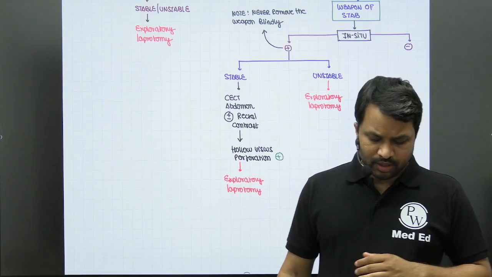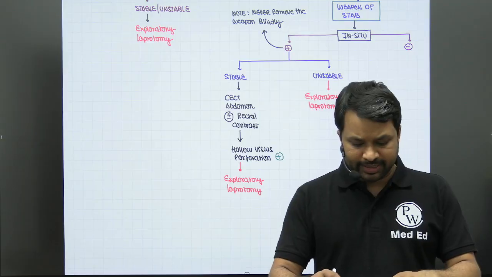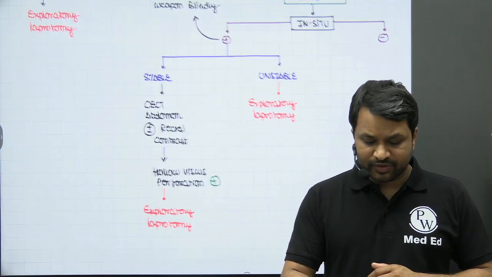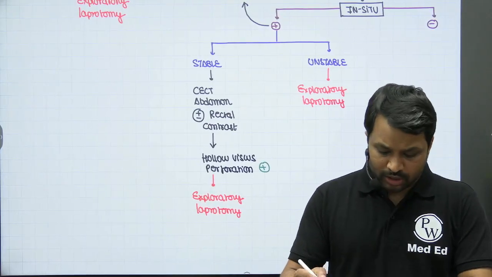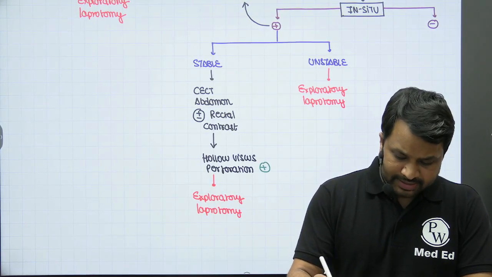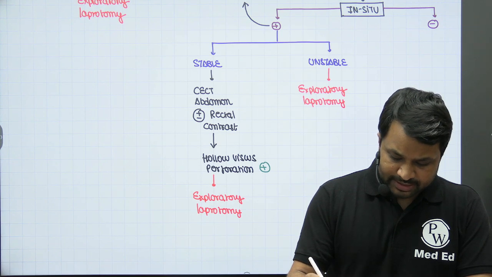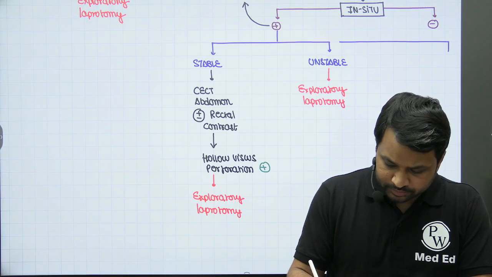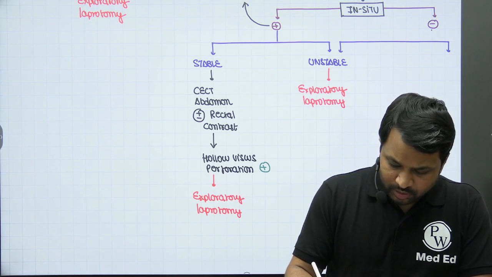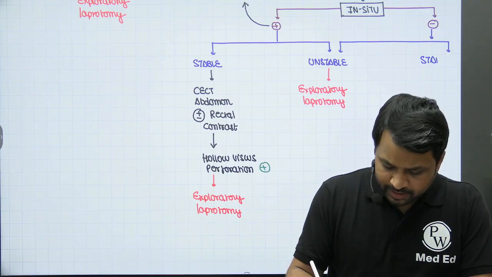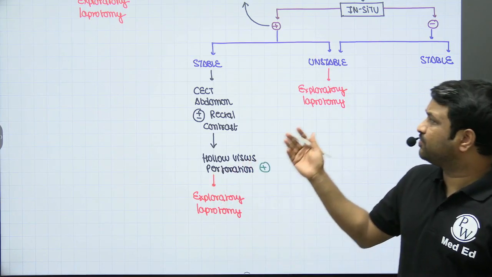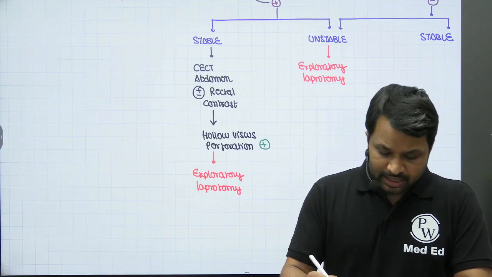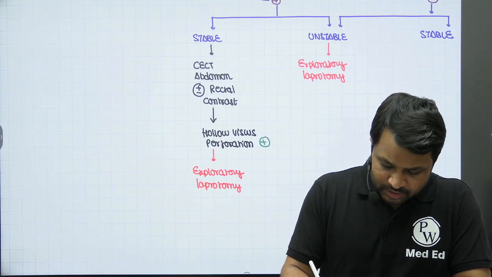Okay? So this is a hollow viscous perforation. You will go ahead with exploratory laparotomy. Now, on the other hand, if the weapon or stab is not in C2, the protocol remains the same. You will see whether the patient is stable or unstable. If the patient is unstable, directly take the patient for exploratory laparotomy, nothing spectacular about it. Now, if the patient is stable, I need to know the status of the organ injury.